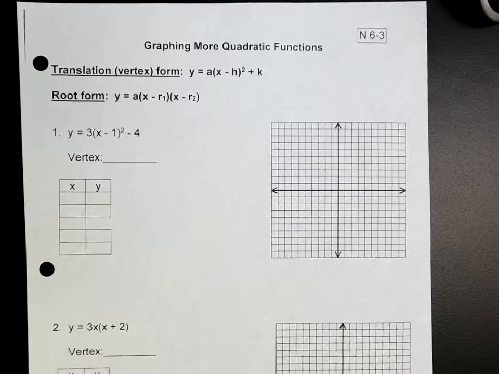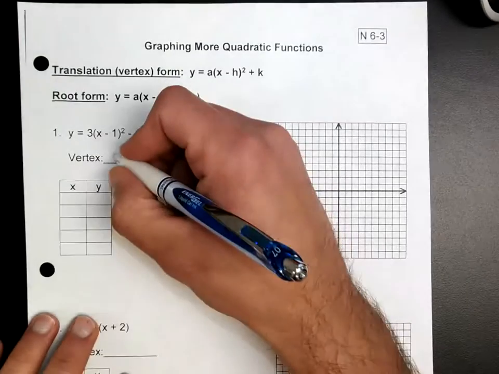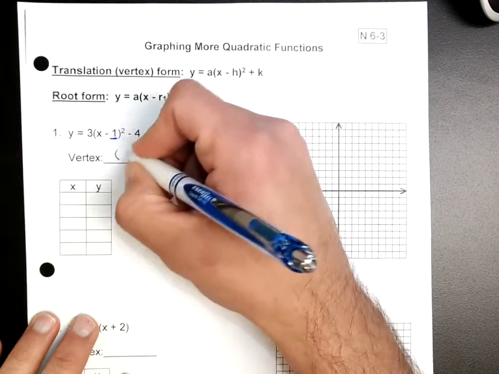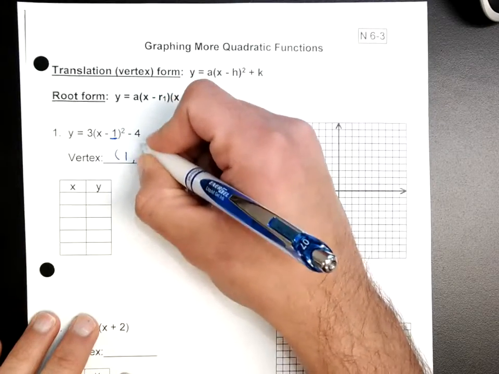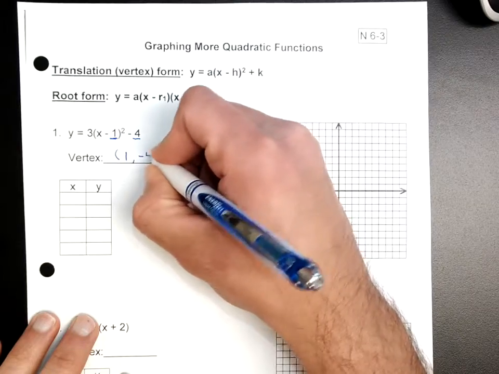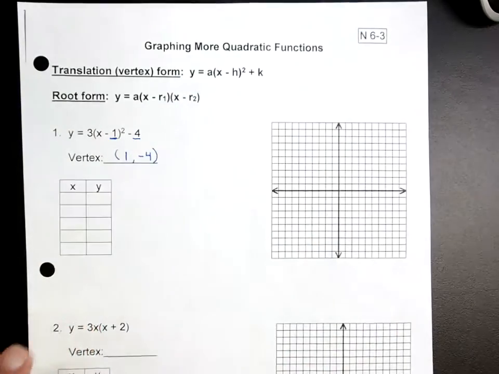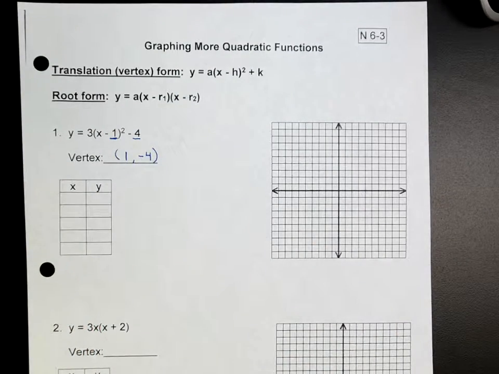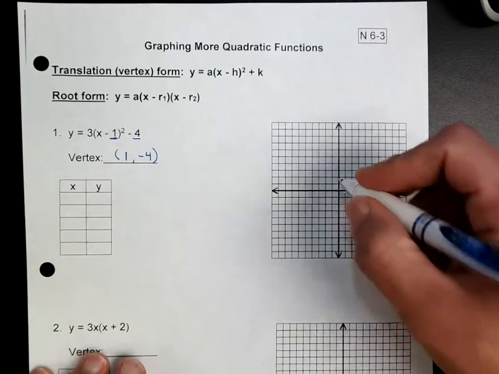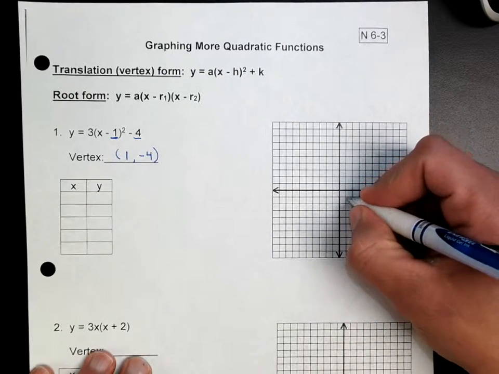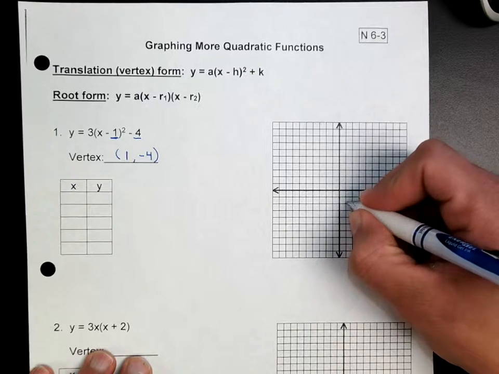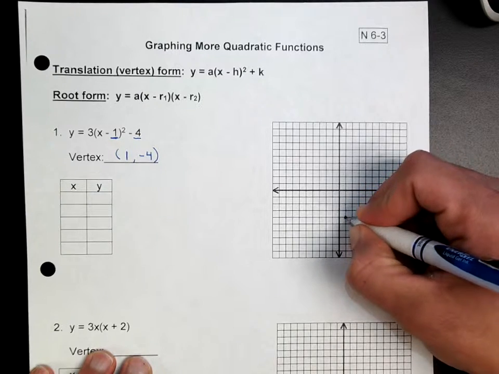If you remember, this is the stuff that we did at the beginning of the year. The vertex is going to be located at the opposite of this number, which is 1, and this number is going to be exactly the same. So we have that the vertex is located at (1, -4). Okay? Now, we're going to put that point at (1, -4). See, 1, 2, 3, 4.